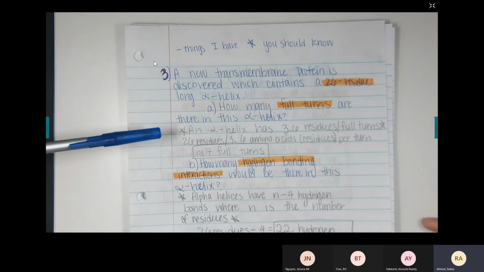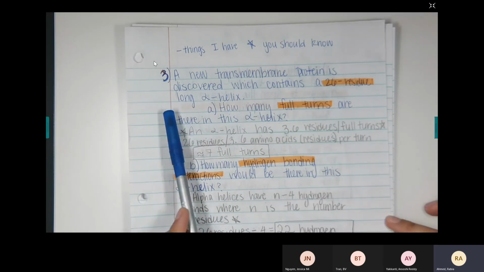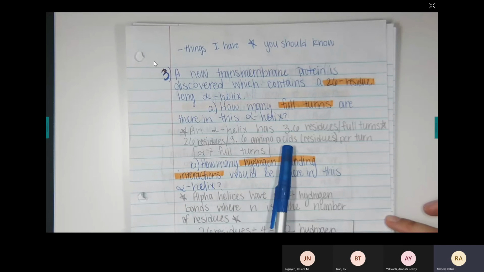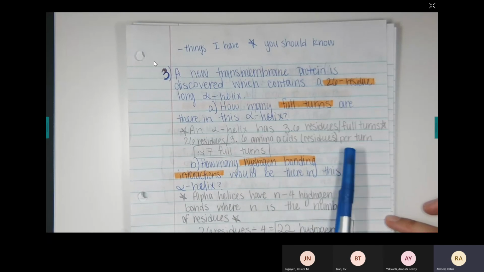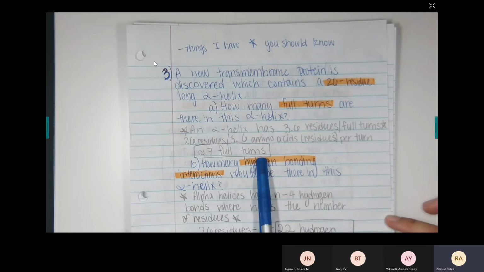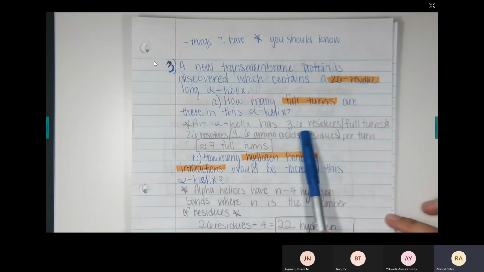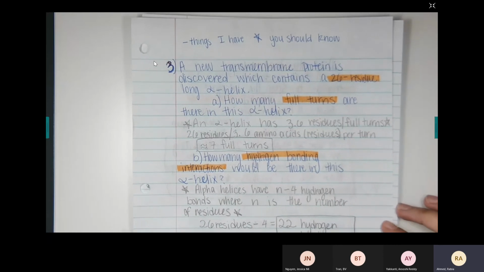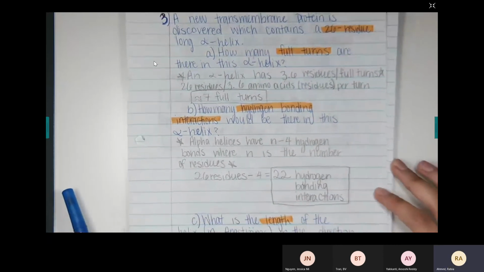So what I have starred here is an alpha helix has 3.6 residues per full turn. So we know that we have 26 residues here. That's how long our alpha helix is. And so we divide by the 3.6 amino acids, which is also known as residues per turn, and you get about 7 full turns for 3A. So just know that on average it's 3.6 residues per full turn. That's one of your constants you're supposed to know.